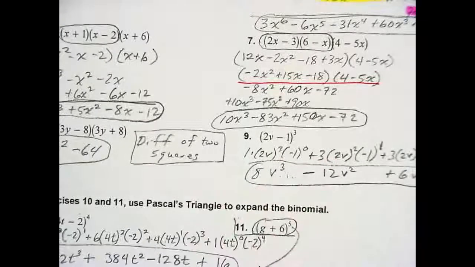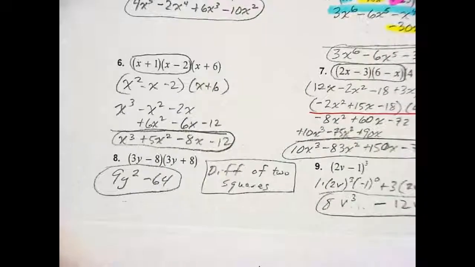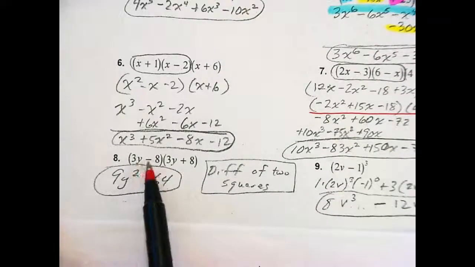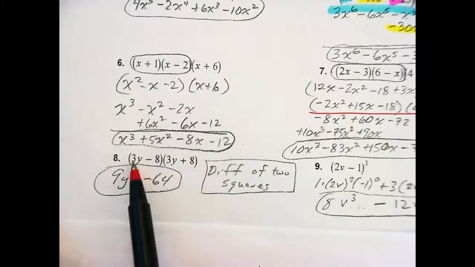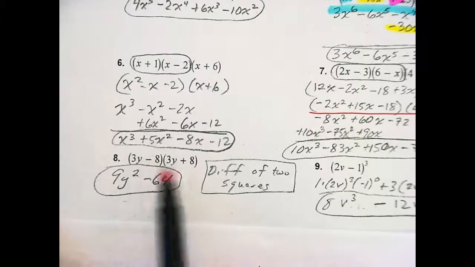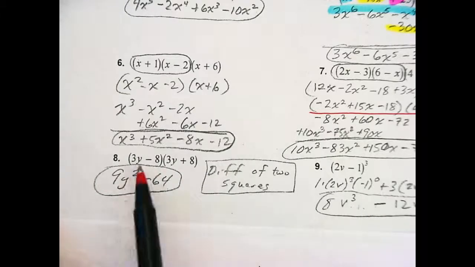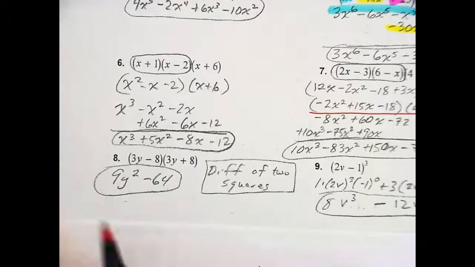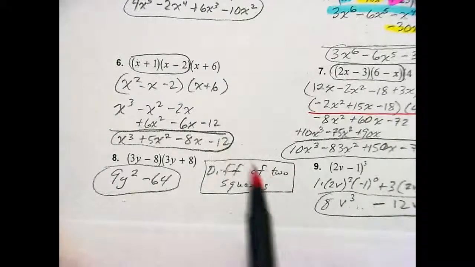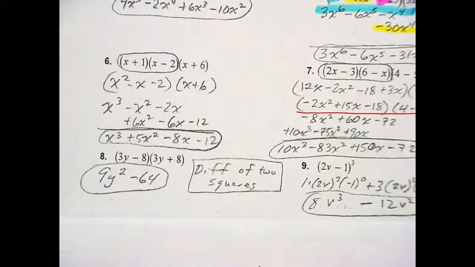All right, number 8. Number 8 is a special pattern. If you can recognize it, it saves you some time. It's the difference of two perfect squares. You have the 3y minus 8 and 3y plus 8. It's the same term on each end of the binomial with the exception it's plus and minus in the middle. So you just square the front, square the back, put a minus. There you got it. If not, you could have worked through it just like you did any other binomial times binomial, and you would have got the same thing. You just would add 0y in the middle.